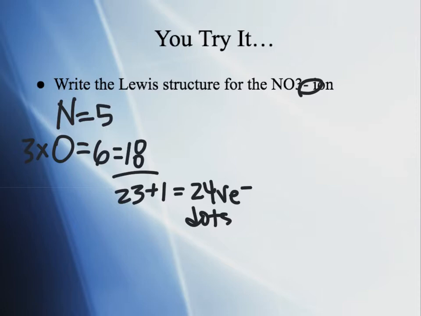We know that nitrogen makes 3 bonds and oxygen makes 2. So we're going to start with nitrogen in the middle, and we're going to put our oxygens on either side. And we have to have 24 dots. Let's make our bonds: 1, 2, 3, 4, 5, 6. We'll start doing our octet around oxygen: 7, 8, 9, 10, 11, 12, 13, 14, 15, 16, 17, 18, 19, 20, 21, 22, 23, 24.